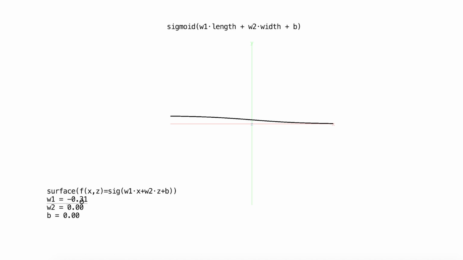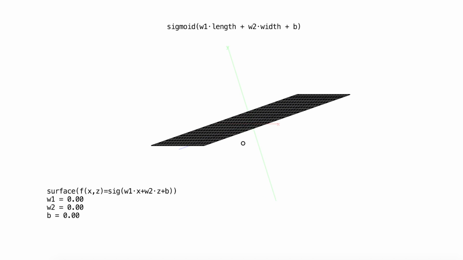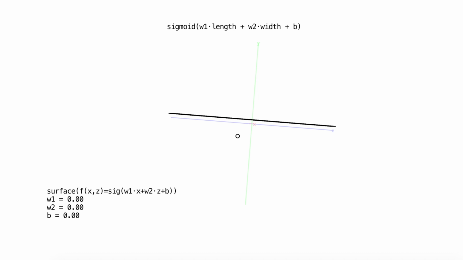And with a 0 slope, well, sigmoid of 0 is 0.5, so the network's output is 0.5 for all these values, because w1 is 0, w2 is 0, and b is 0, so we have sigmoid of 0 everywhere on this plane. The same is true if I look at this plot with z here. Now w2 is weighting z, so if I give it a positive slope, it slopes up, and with a negative slope, it slopes down.